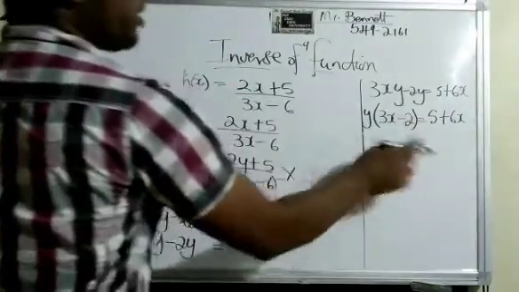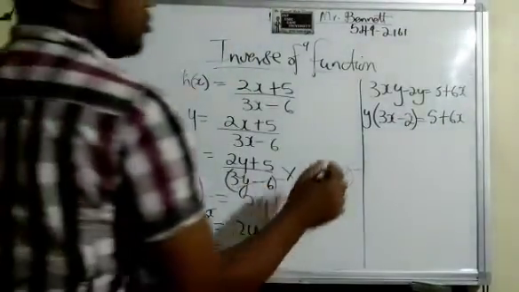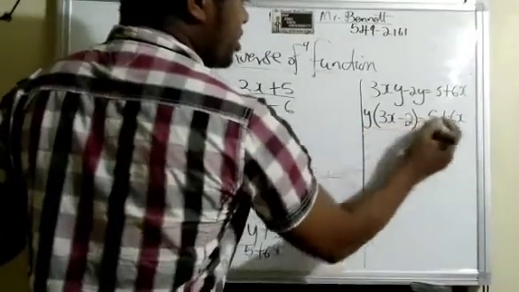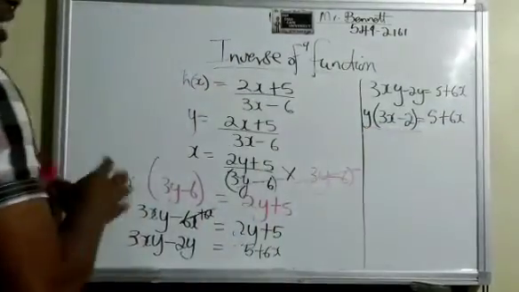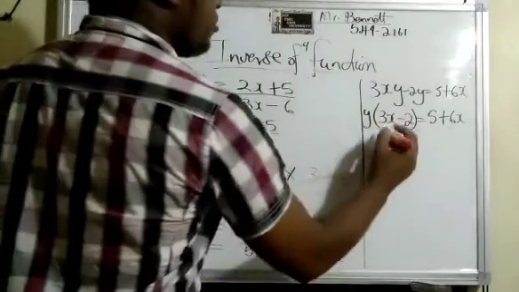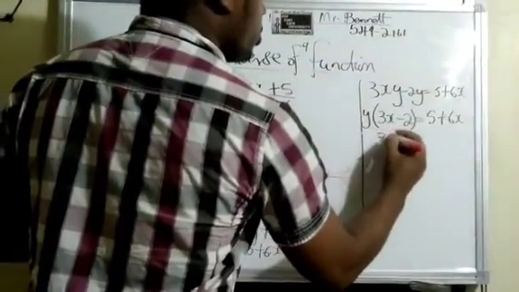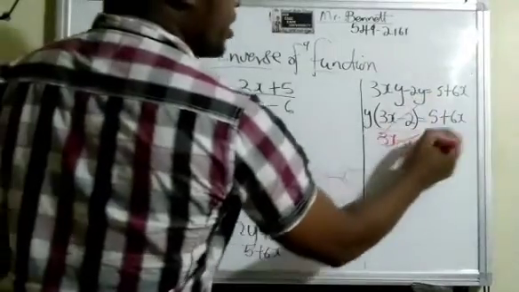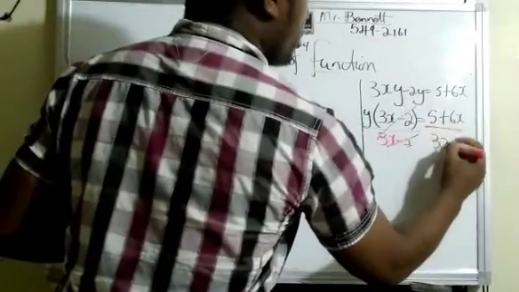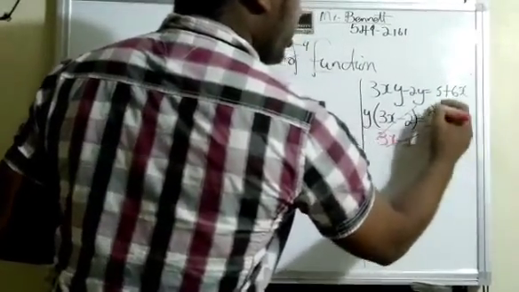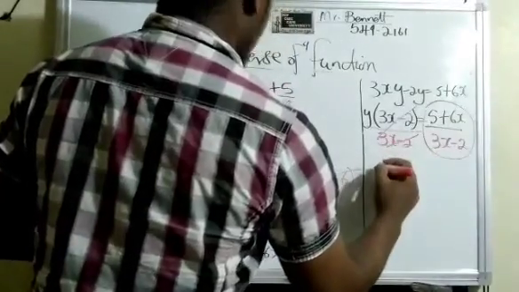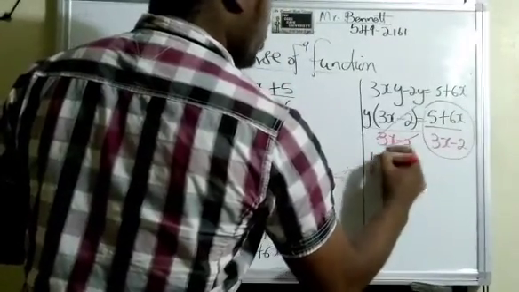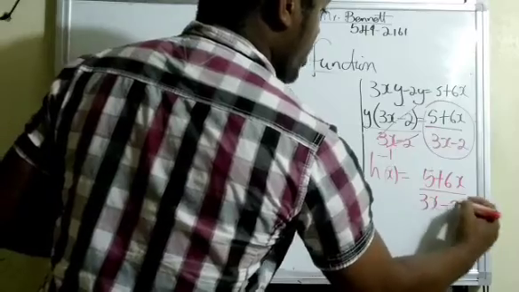Now what can we do to get rid of 3x minus 2? Right, we divide because it's times. So we divide by 3x minus 2. So it will be 3x minus 2. And what we do to one side, we do to both sides. So right here is your answer. The inverse of h is 5 plus 6x over 3x minus 2.